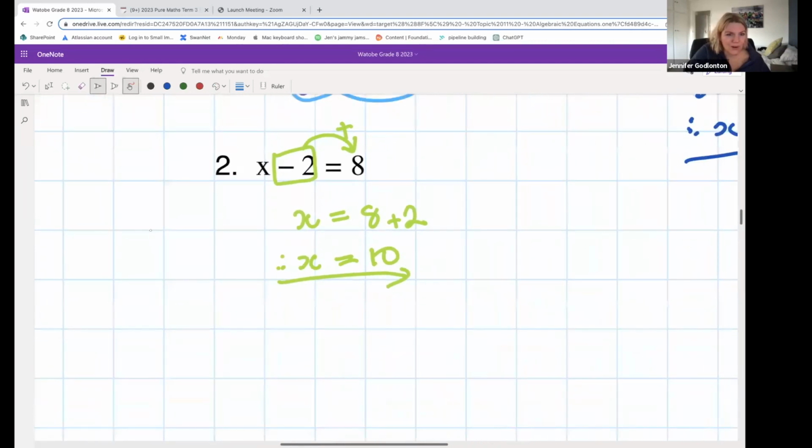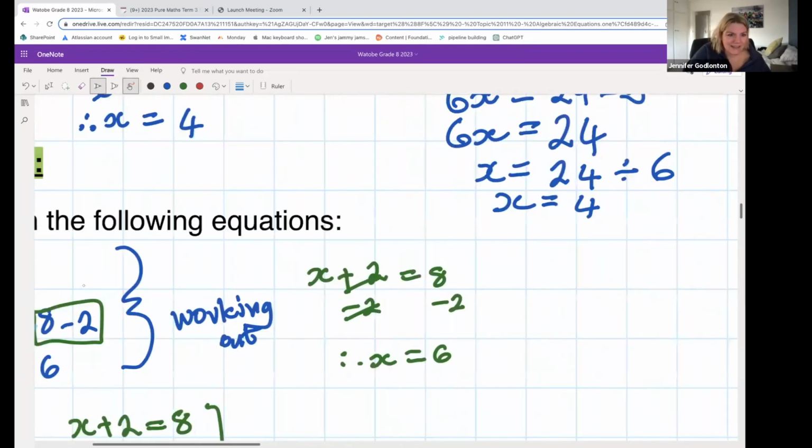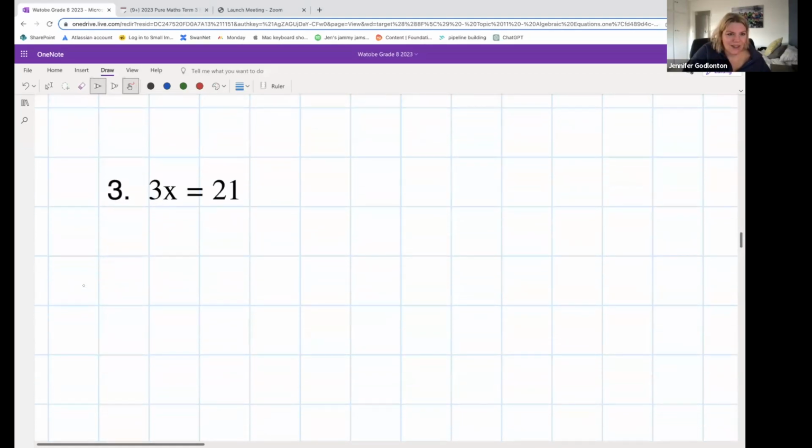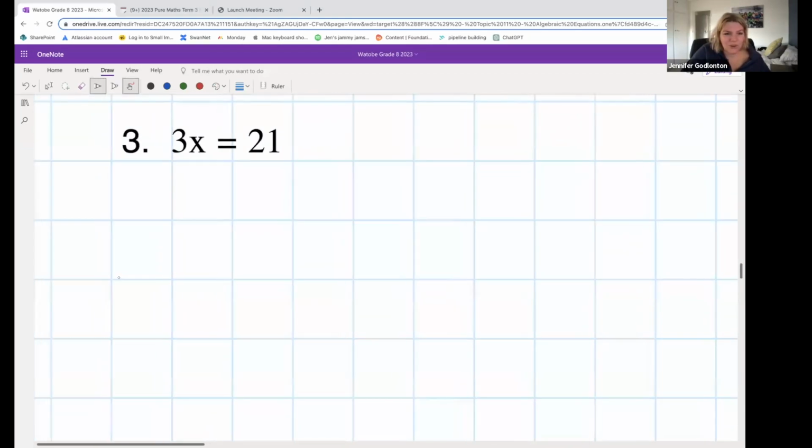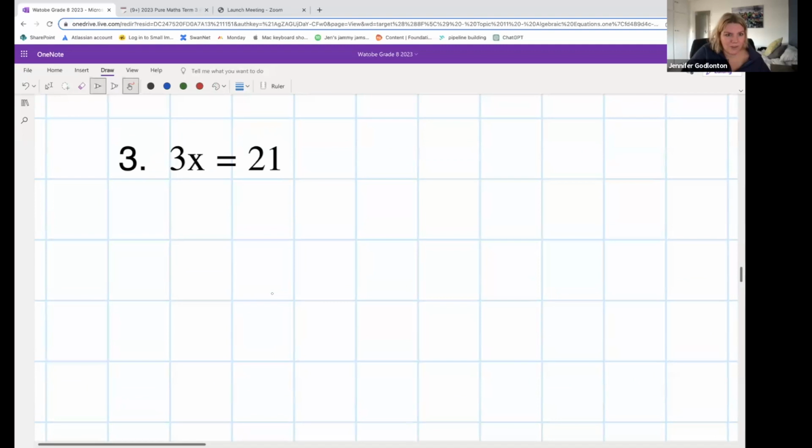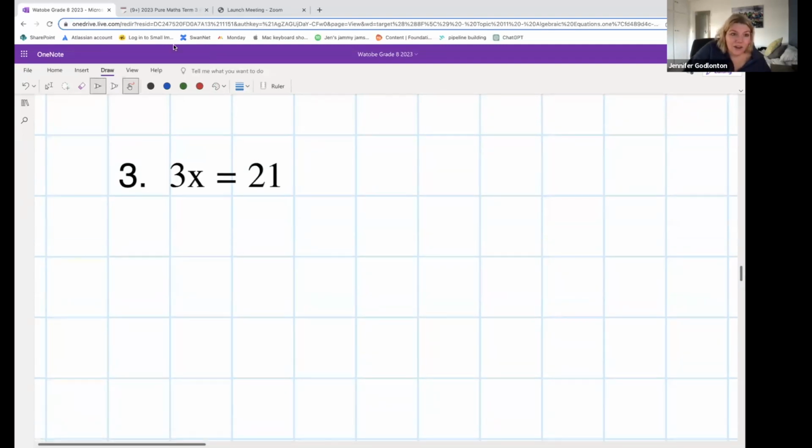Okay, cool. Let's do this one. We're going to do 2 more. So we're going to do 3 and 4, and then we're going to take a quick brain break. This one should also feel nice and easy. I want you to think about, what does it mean when we have a number right next to a letter like that? What does that mean when we have that 3x? When we've got that number right next to the letter, what does that mean?